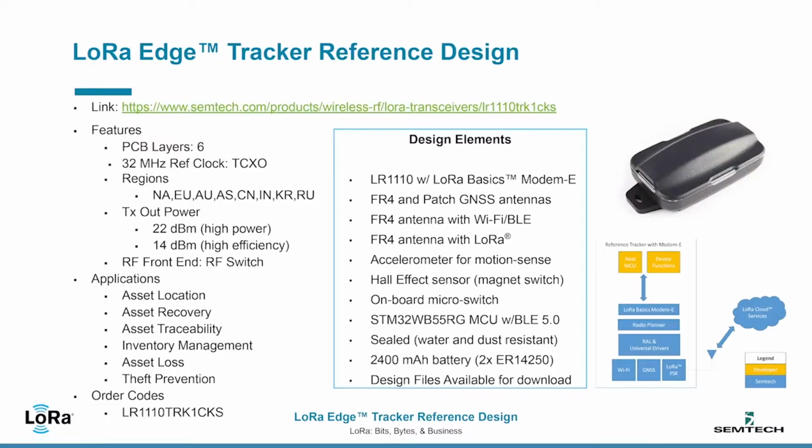The features include 6 PCB layers for the main board. The regions supported cover many of the worldwide regions as defined in the LoRaWAN regional parameter specification. It supports 2 different output powers, both for high power and high efficiency, and the receive and transmit, RX-TX, for the LoRa is handled through an RF switch. Numerous applications could be handled with a device of this type, including asset location recovery and trace, inventory management, and asset loss and theft prevention.